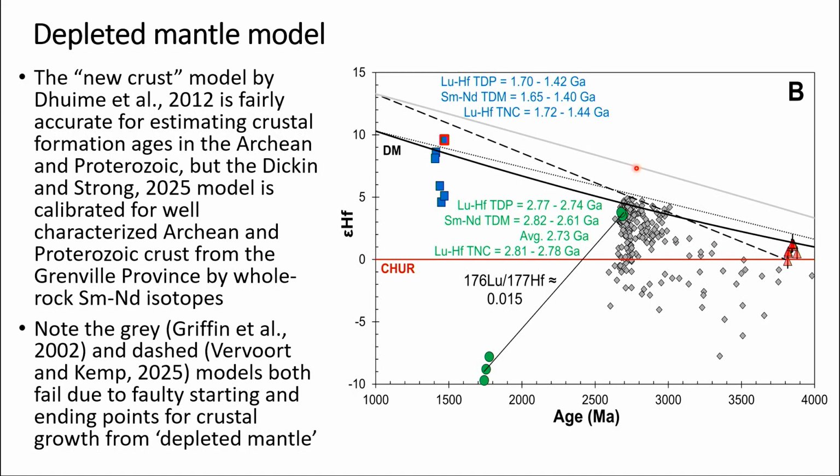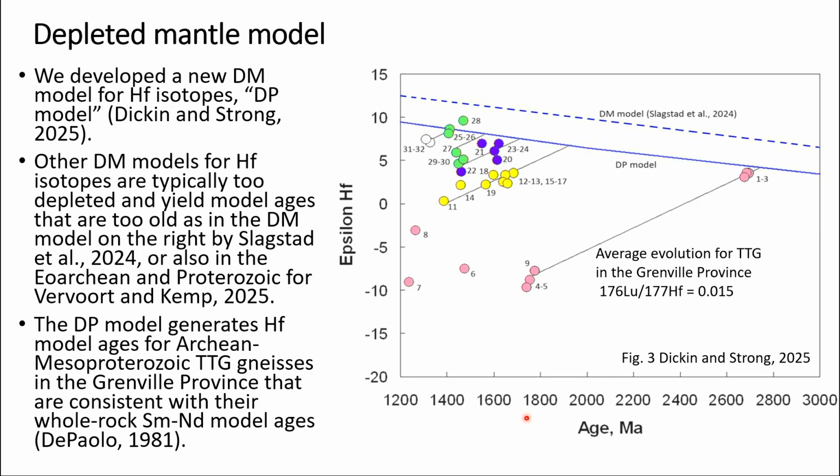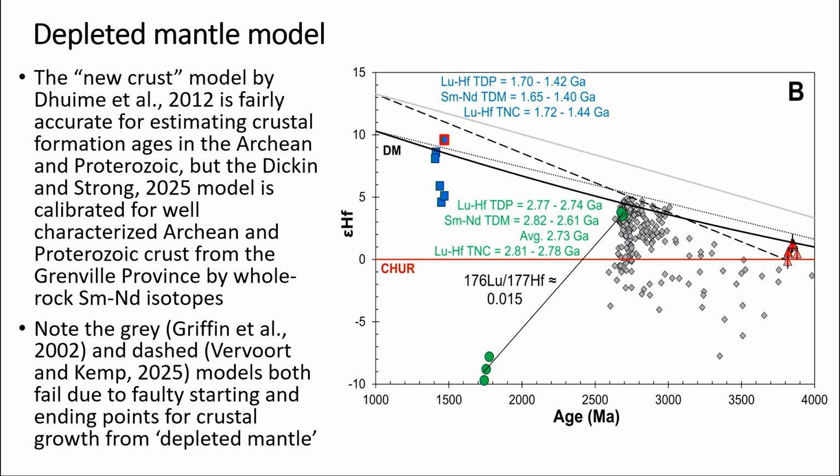This Griffin et al. model is similar to the Slagstad et al. model. You can see it's well above; you're not going to get any indication of juvenile crustal growth using that curve, because all juvenile crust is down here. We're not using the Vervoort and Kemp 2025 model because that model doesn't account for Eoarchean gneisses in Greenland, which are slightly superchondritic.